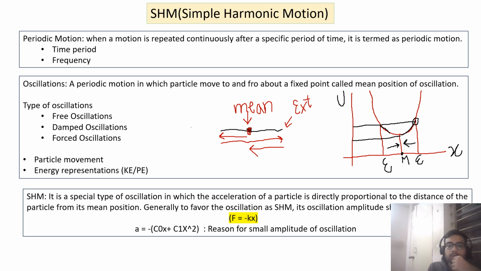So actually, the acceleration acting on a particle is represented as minus c0 x plus c1 x squared plus c2 x cubed plus so on, any constant times x to the power n, cn x^n. But if the amplitude of the oscillation is small, then the square, cube, or higher powers of the amplitude, being small values, become further small, so they can be neglected. So in that case, the net force or the net acceleration acting on the particle will be proportional to x. Due to this reason, a small amplitude of oscillation makes any oscillation an SHM.